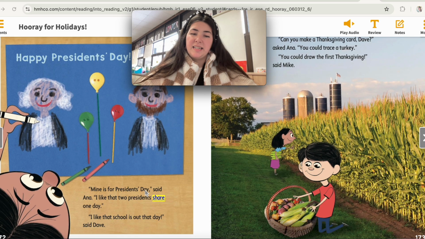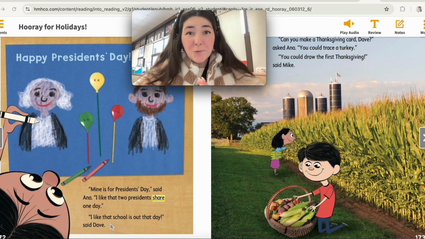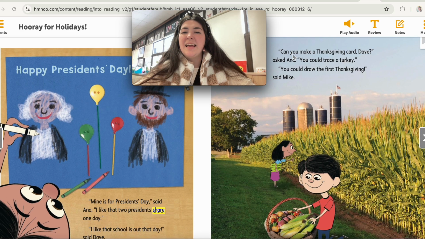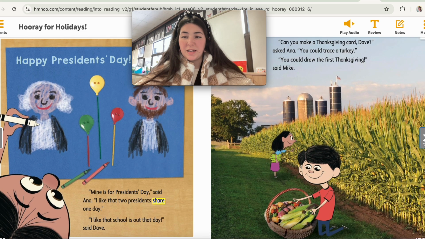"Mine is for President's Day," said Anna. "I like that 2 presidents share one day." "I like that school is out that day," said Dave. "We don't have school on President's Day." "Can you make a Thanksgiving card, Dave?" asked Anna. "You could trace a turkey." "You could draw the first Thanksgiving," said Mike. Go ahead, turn your page.